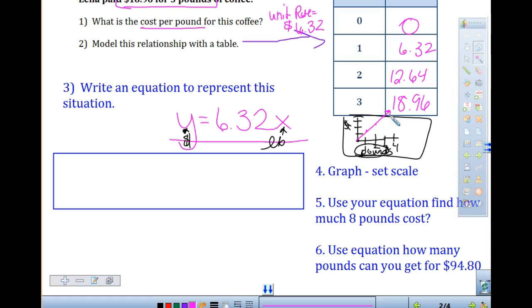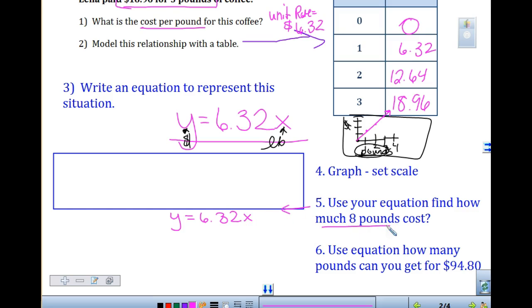We're not done. Now it says use your equation to find how much is 8 pounds. So my equation that I need to write down, Timothy, is what? Y equals 6.32 times x. Okay? In this equation, x equals 8. Jericho, what am I putting in for the pounds? Am I putting it in for x or for y?